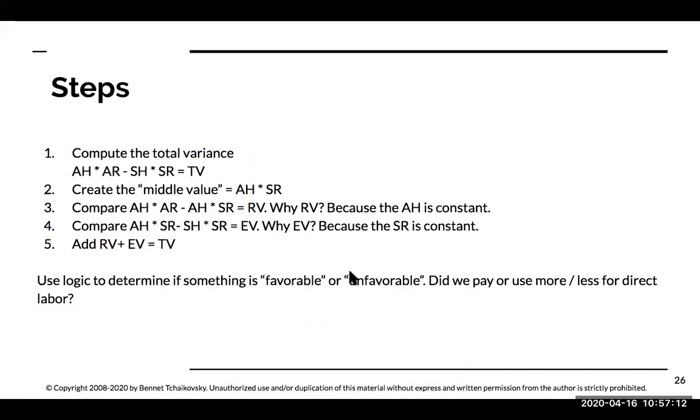So in terms of the steps, we're going to follow the same kind of order. We're going to compute the total variance. We're going to put in the middle value. We're going to come up with the rate variance. We're going to come up with the efficiency variance, and then we're going to make sure that equals the total variance.